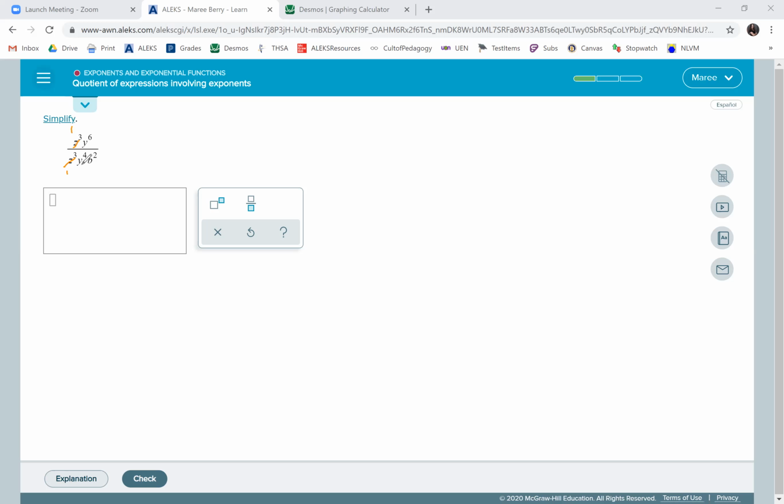Y to the sixth over y to the fourth. We're going to do 6 minus 4. Because the y to the sixth is in the numerator, we're going to have our answer in the numerator. So that cancels to y squared, and then b squared stays in the denominator. So in this example, we're going to have y squared divided by b squared.